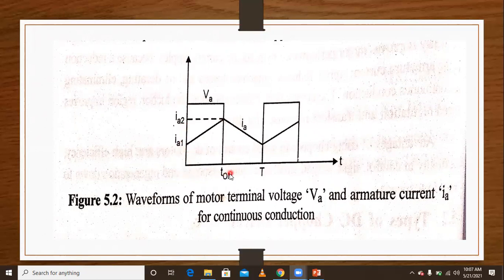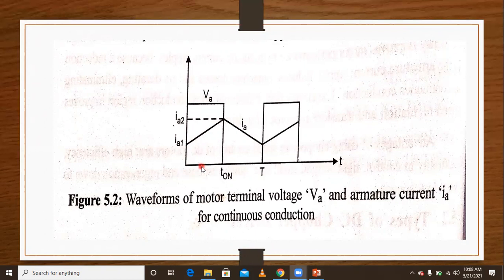In the region 0 to T on, the chopper is turned on, and from T on to T, the chopper is turned off. During the turn-on condition, the armature current increases to IA2. The upper limit is IA2 and the lower limit is IA1. This is the chopper on stage, and this is the chopper off stage. T on to T is called the off time period of the chopper, and 0 to T on is called the on time period of the chopper.